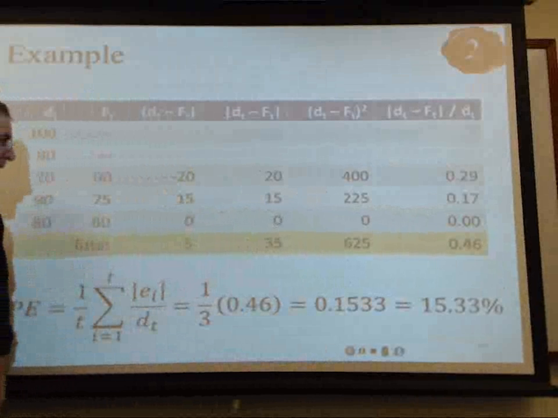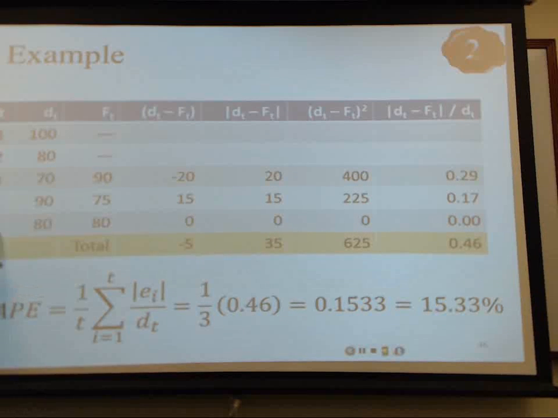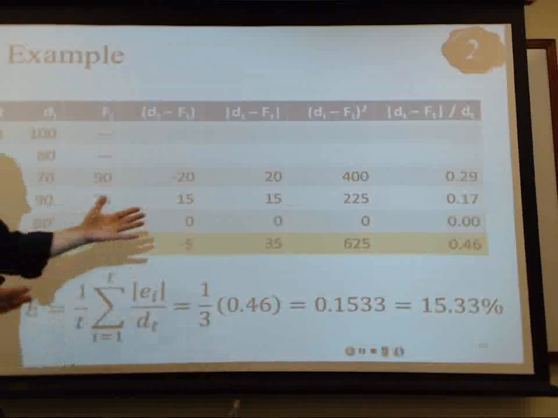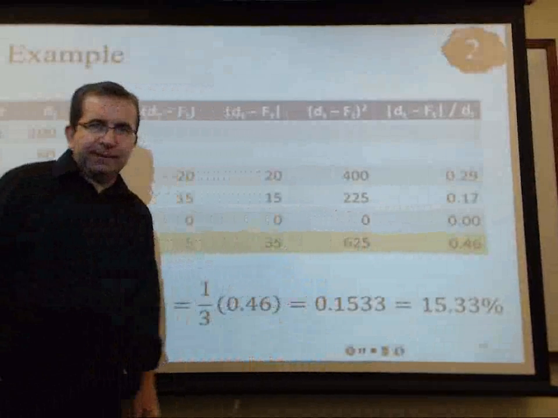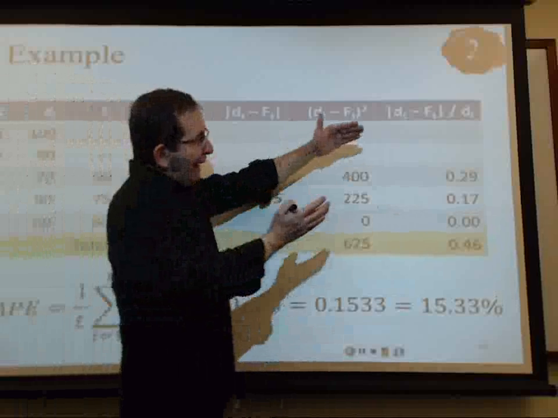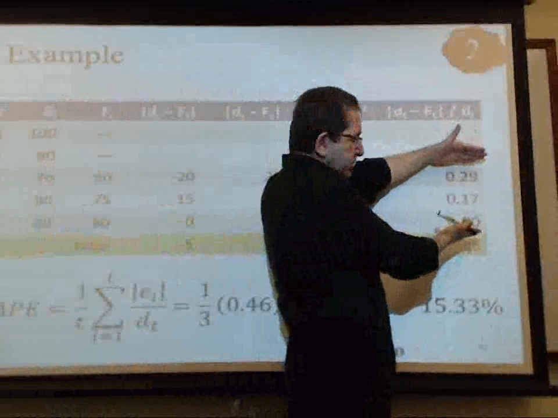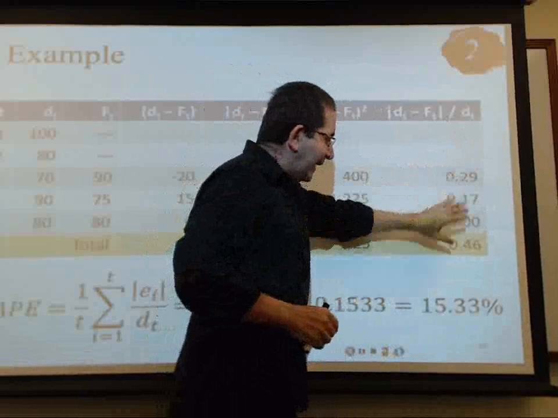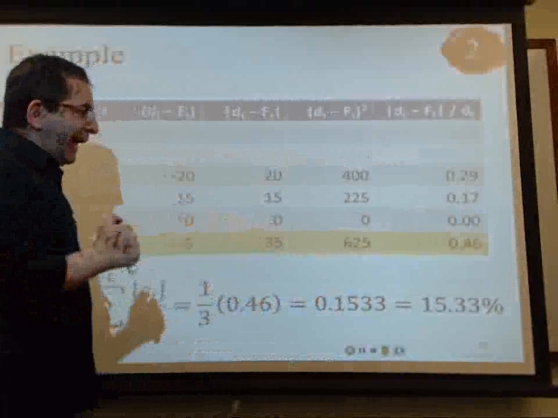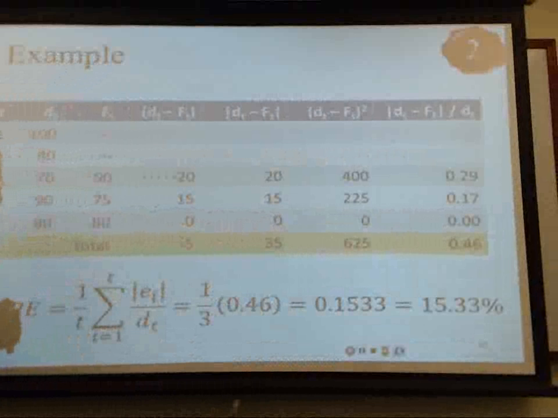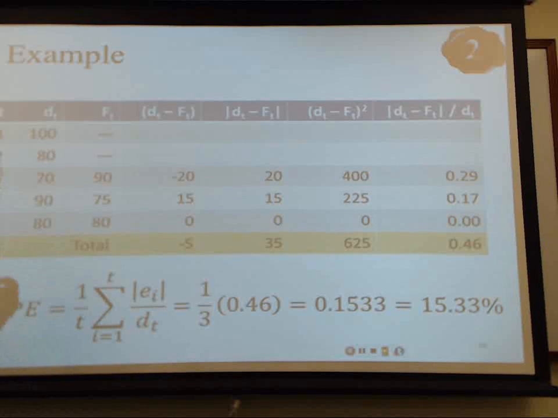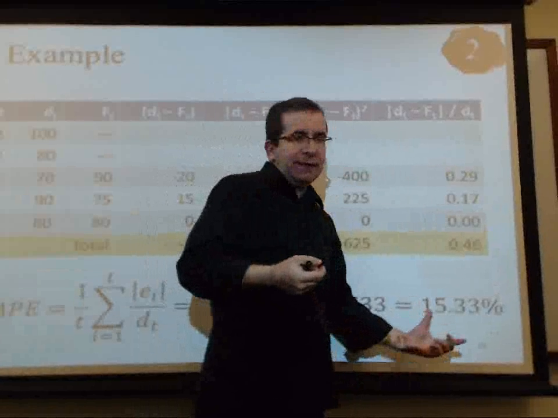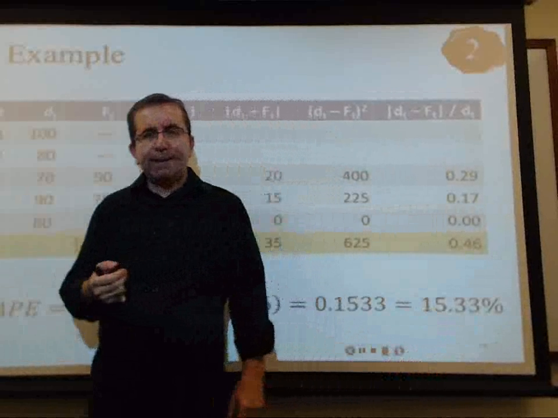Okay. In period 5, I'm off by 0. Okay. So that means I'm off by 0%. And then I take the average of all these percent deviations. Okay. And I get the mean absolute percentage error. So on average, I'm off by 15%. Okay?